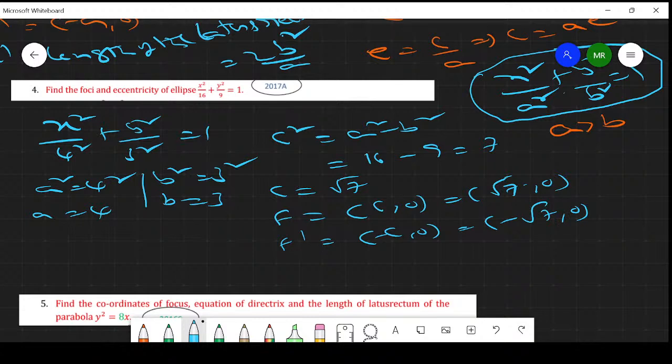I can find this. They are asking for eccentricity. We know the c value, we know the a and b values. Eccentricity e is equal to c by a. What is the c value? Root 7, by a value 4. So eccentricity is root 7 by 4. They are asking that only here. I hope you understood this.